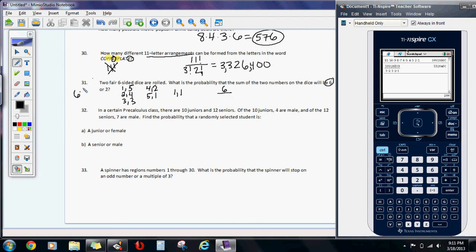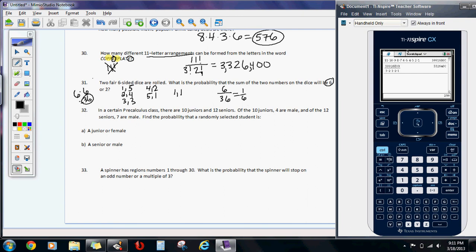6 choices for the first die, 6 choices for the second die, for a grand total of 36 different possibilities. 36 different scenarios. So we have our 36 as our denominator. So when we reduce that, we get 1 over 6.